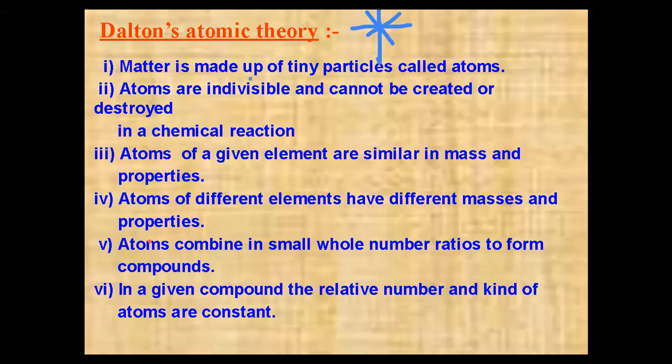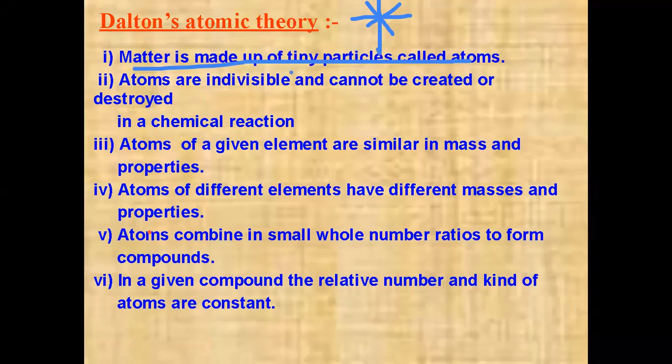Dalton's atomic theory states that matter is made up of tiny particles called atoms. This is very easy. Atoms are indivisible and cannot be created or destroyed in a chemical reaction. Atoms of a given element are similar in mass and properties. Atoms of different elements have different masses and properties. Atoms combine in small whole number ratios to form compounds. In a given compound, the relative number and kind of atoms are constant.